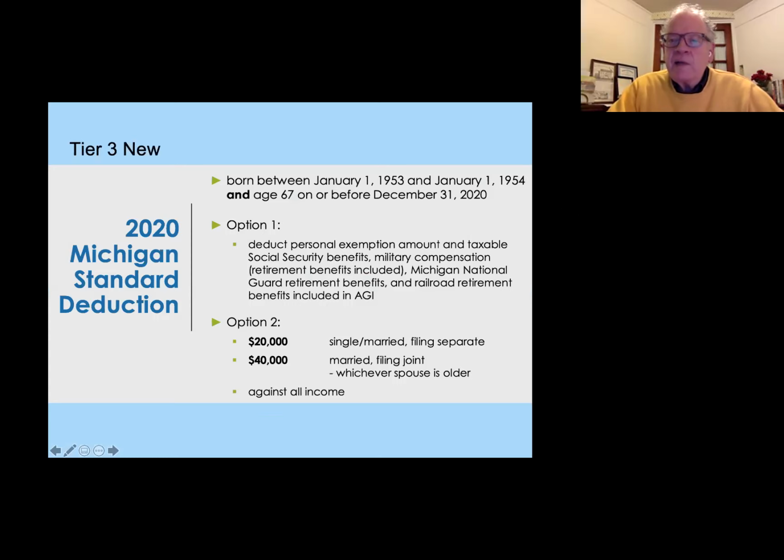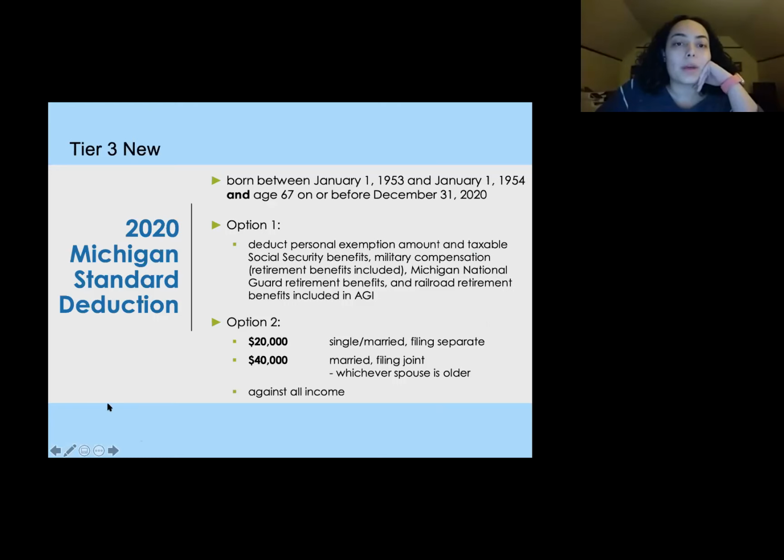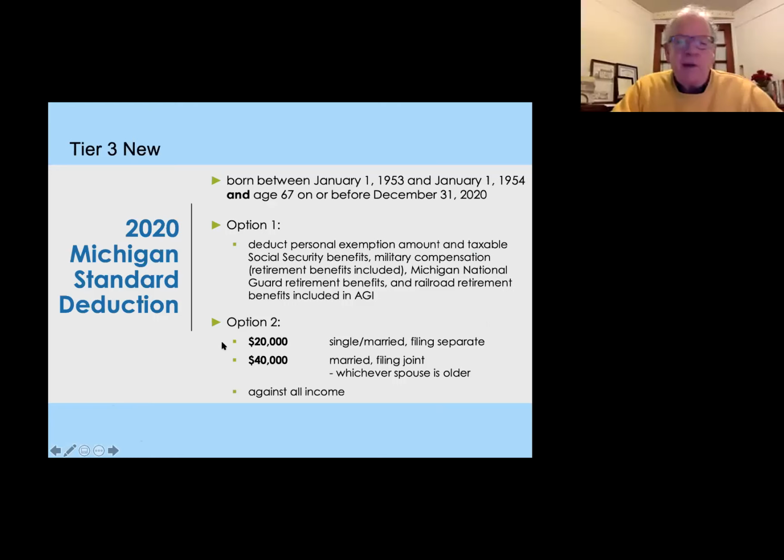I can't read it because this thing is in the way. Let me just look at this here. So this is right out of the Michigan supplement. You can deduct the personal exemption amount and taxable Social Security benefits, military compensation, and Michigan National Guard, and railroad, et cetera. Or you can deduct 20,000 single, 40,000 married filing jointly against all income. So you have a choice, but you don't have to worry about it, frankly.